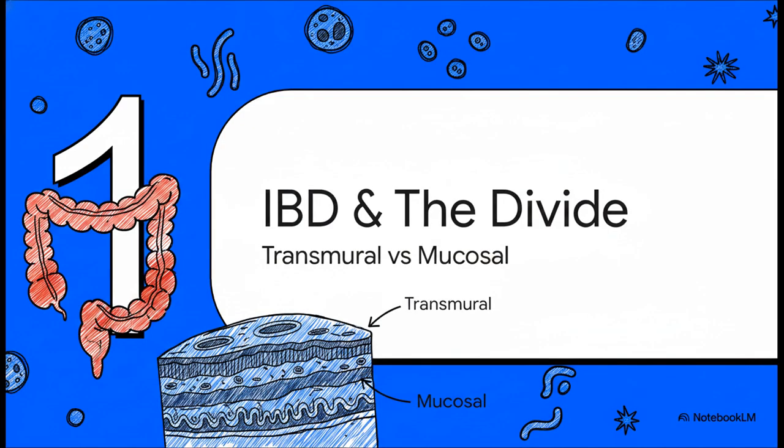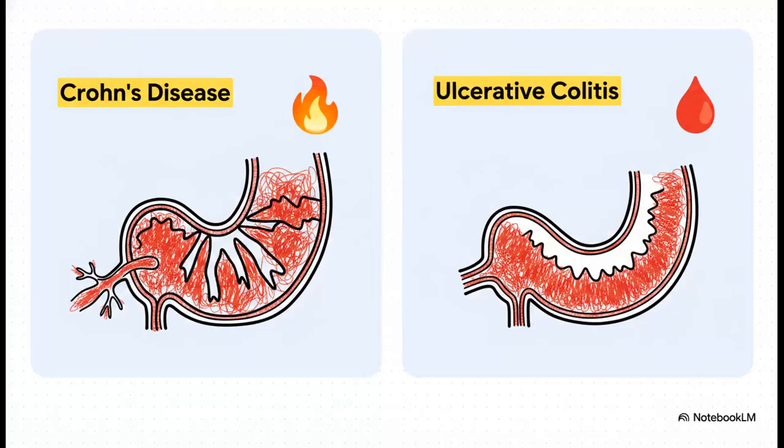Section 1. IBD and the transmural divide. Let's get into it. Right off the bat, notice how the underlying tissue architecture completely dictates the disease course. You really have to continuously contrast the deep, full-thickness, discontinuous inflammation of Crohn's disease against that superficial, retrograde spread we see in ulcerative colitis. Because Crohn's inflammation is transmural, it penetrates literally all the mucosal layers, and that is exactly what allows for the formation of fistulas and strictures.